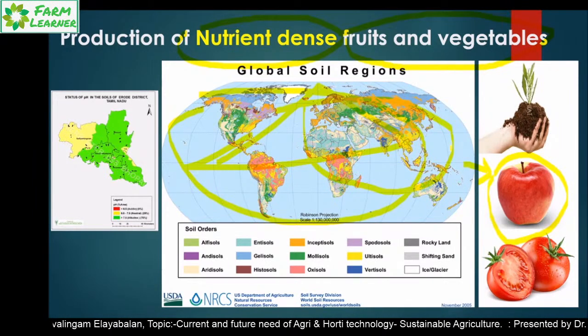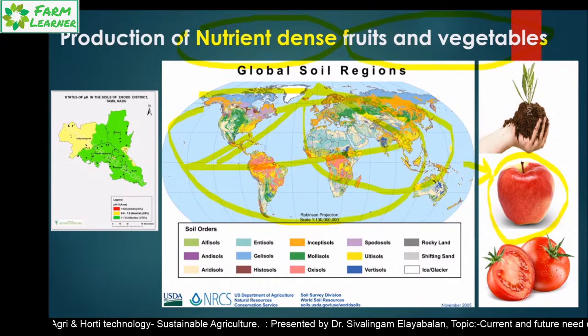So everyone should take care of the soil health. We need to do geotagging as well as nutrition profiling, so that people who consume will know what they are taking for a healthier life. We should know the production of nutrient dense fruits and vegetables, in future as well as the current situation.